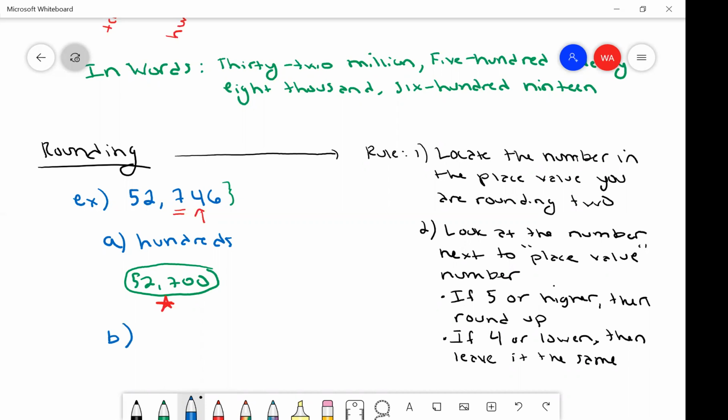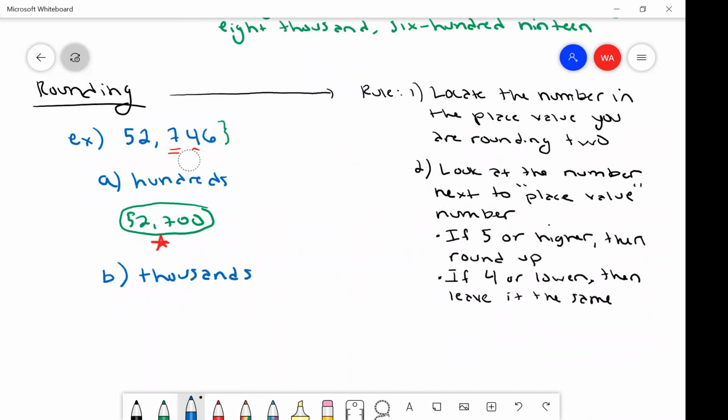Let's try that again. Let's round then the thousands place. So this time, the number I'm looking at, erase all my extras here, I'd be looking at the 2. And next to the 2, I see that the number is 7. That would qualify in this category of 5 or higher. So I'm going to round the number. Oops, not the 7, the 2. I'm going to round the number up to 53, or 3, I should say, and then add zeros after that. So I'm saying that 52,746 is closer to 53,000 than it is to 52,000.